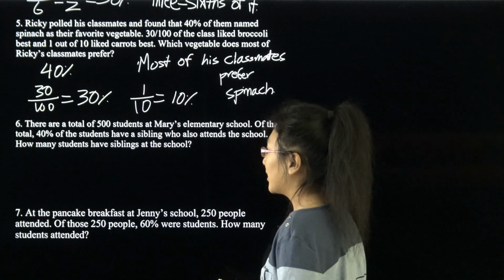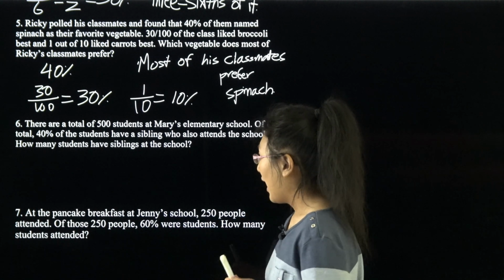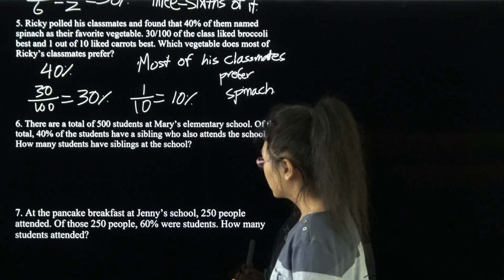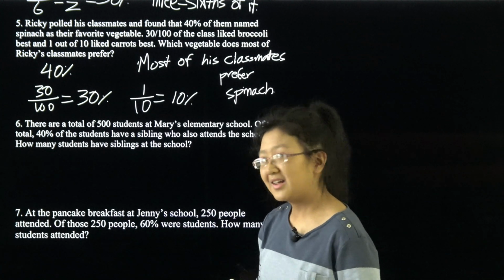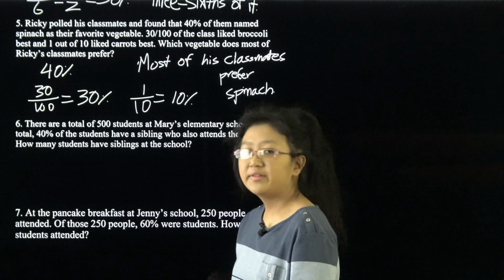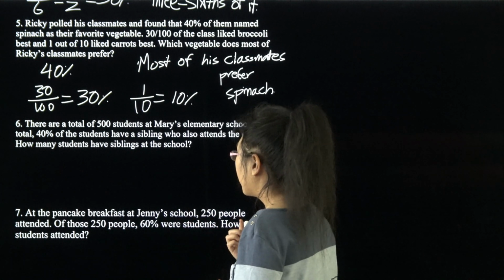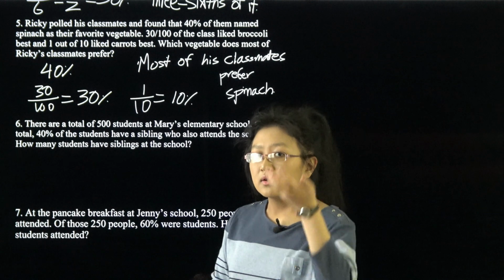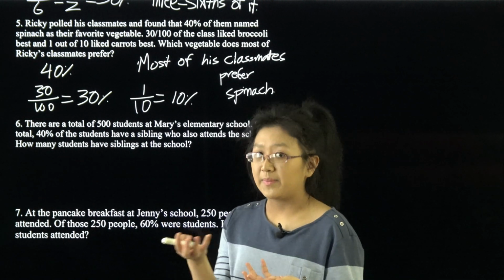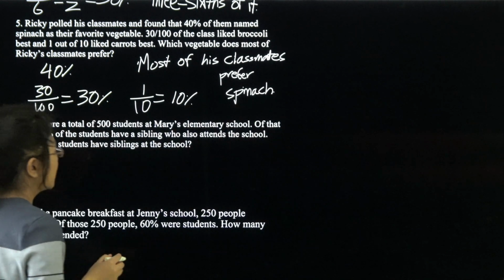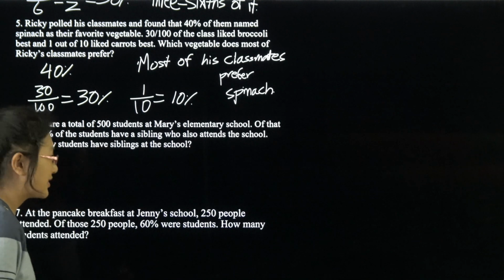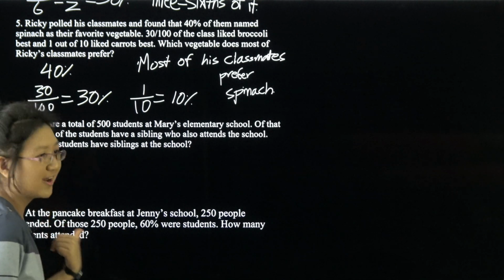Of that total, 40% of the students have a sibling who also attends the school. How many students have siblings at the school? Okay. This question is confusing. Technically, it's still 40% of the kids have siblings, because this 40% counts both the people that have siblings and the people that are siblings, that also have siblings. So it's still 40%. It's just that when you first read it, you get confused and you think that you have to do 20% of the number instead, but no, it's still 40%.